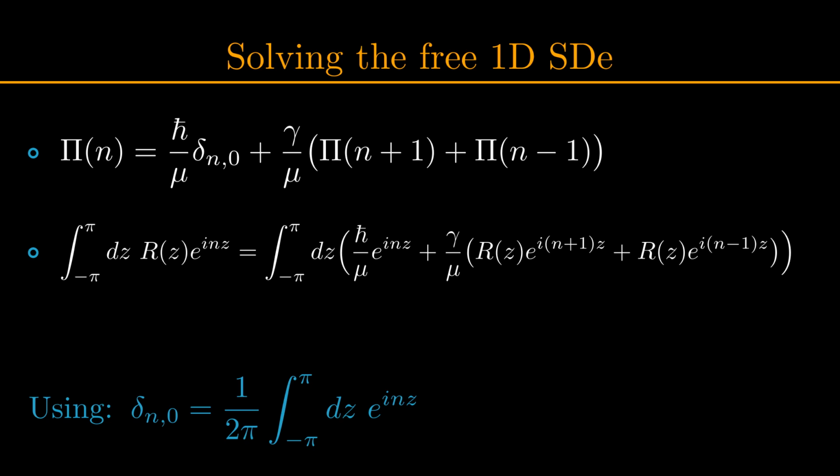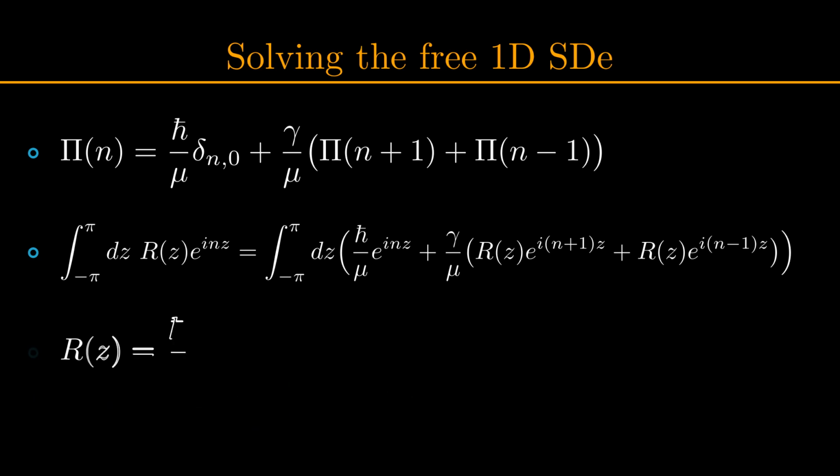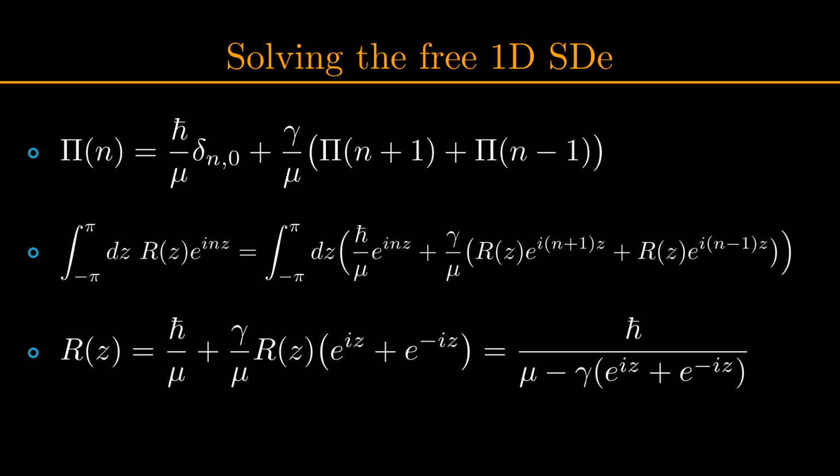Since we find ourselves with an integral on both the left and the right hand side of this equation, we can conclude that the integrands also have to be the same, yielding the following equation for r of z. We can then rewrite this expression to reveal the true form of r of z. Using that e to the iz plus e to the minus iz is the same as 2 times the cosine of z, the exponentials vanish from our denominator, and we get an even cleaner expression.